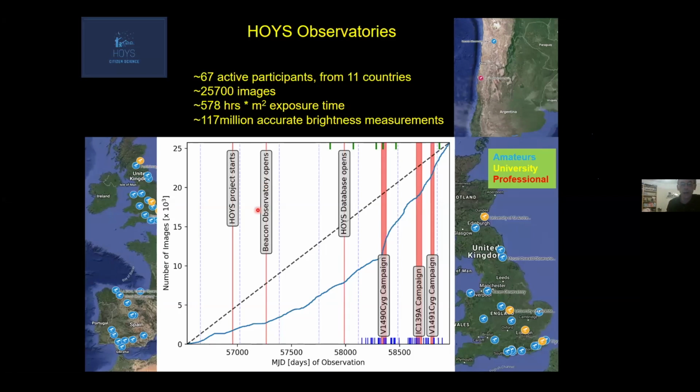This just shows you how the data comes in. So this is the time. This is correct up till yesterday. And this is the number of pictures that we had. So the blue line basically tells you at each point how many pictures we had.